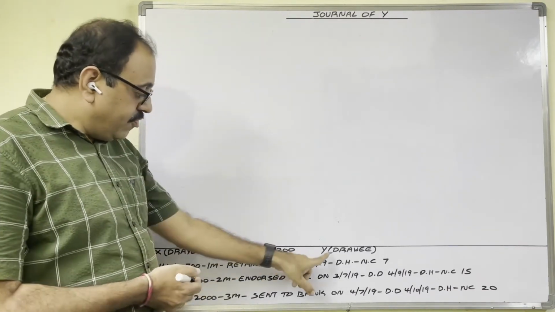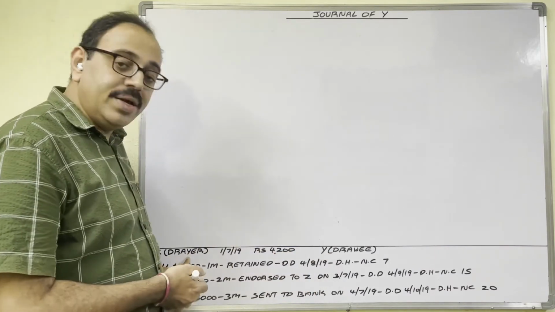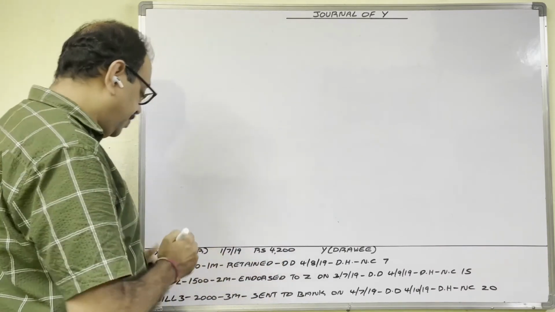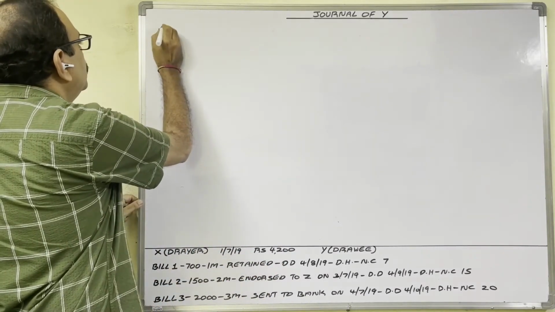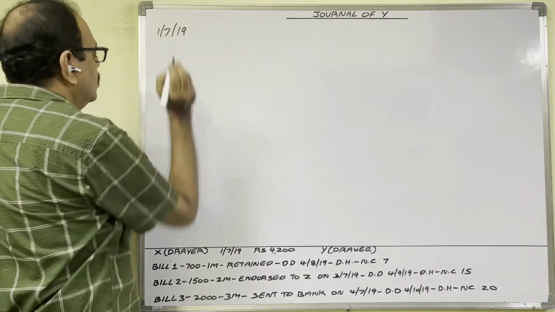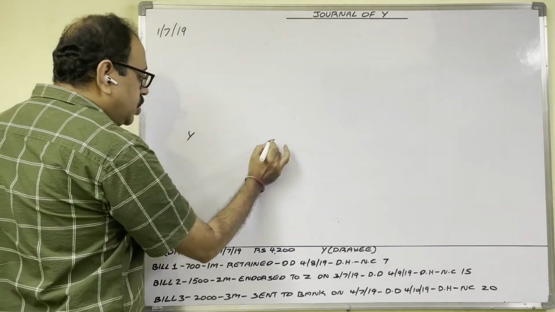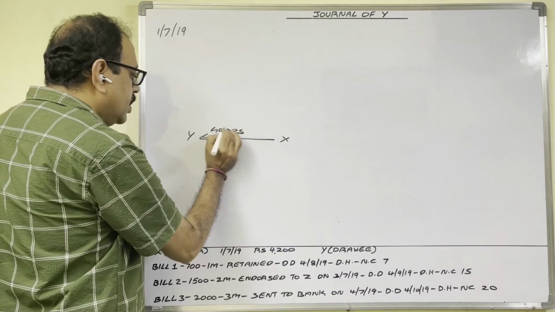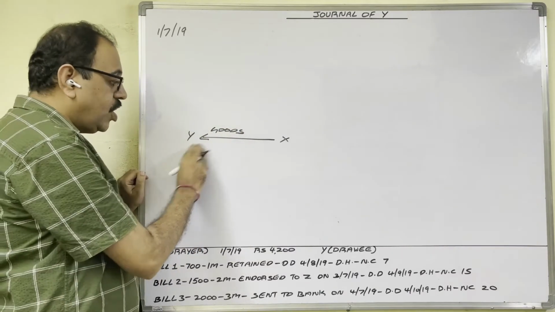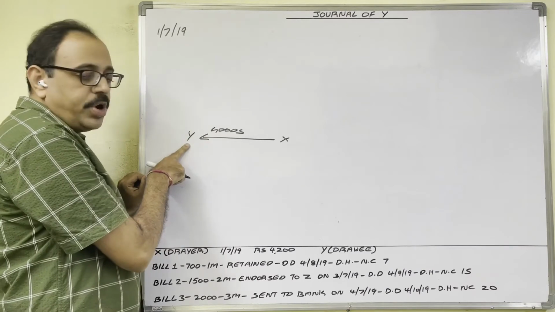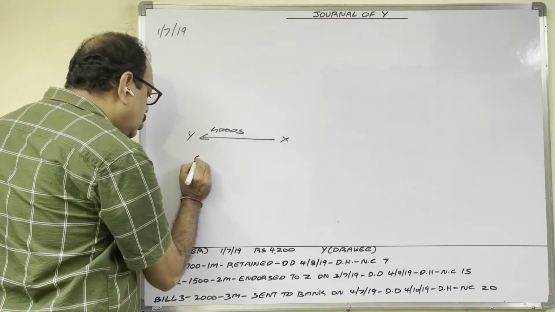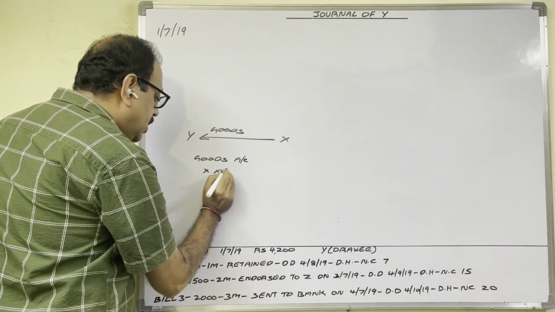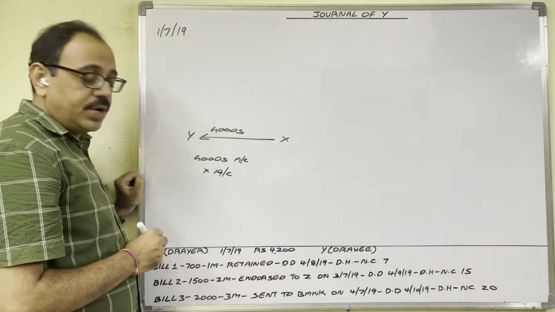First, what happened? Y purchased goods from X on credit. Purchase amount 4200. For that, purchase date 1st July 2019. Y purchased goods from X. So goods are coming to him. He purchased on credit means he is not paying cash. So think from Y's point of view. There are two accounts. Goods are coming. So goods account is one account. From X he purchased these goods, no? X account is another account.